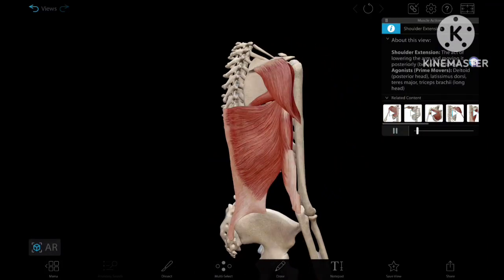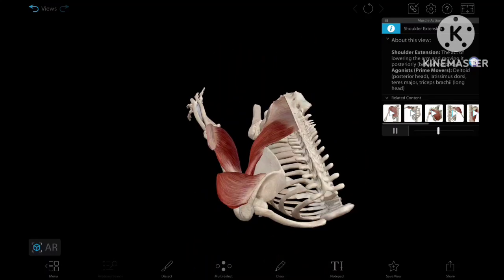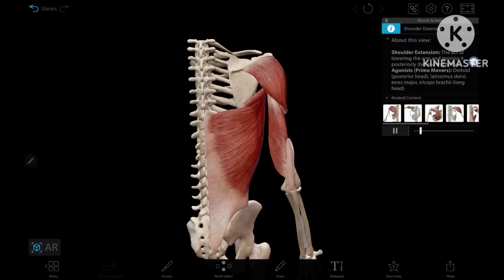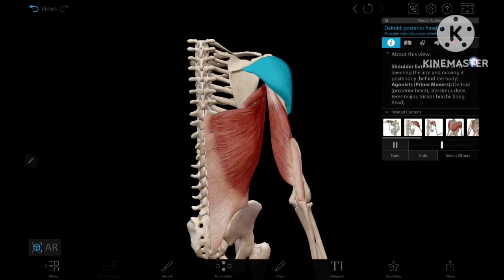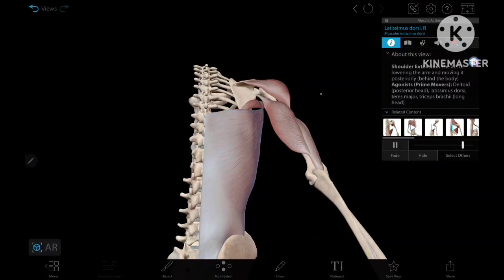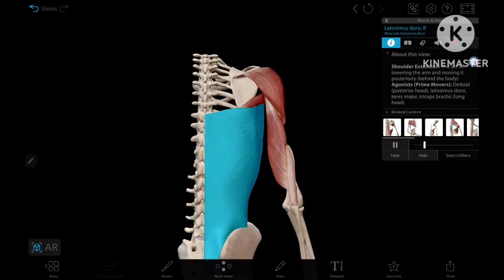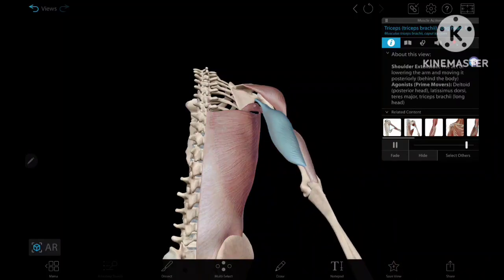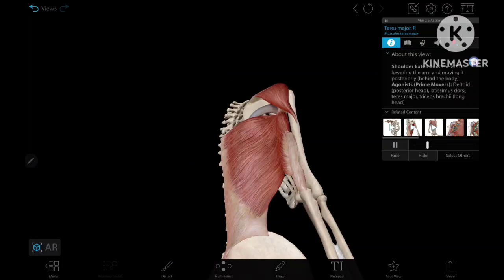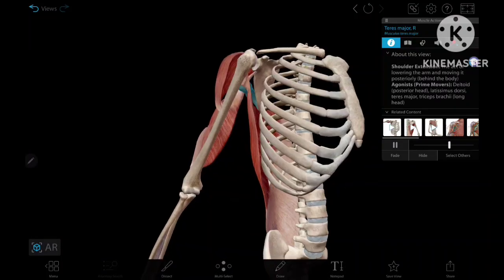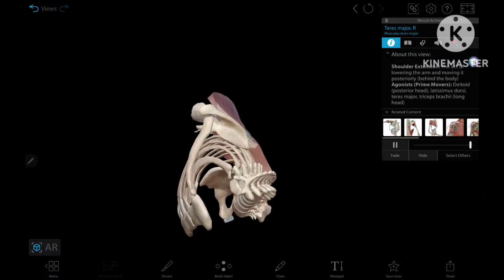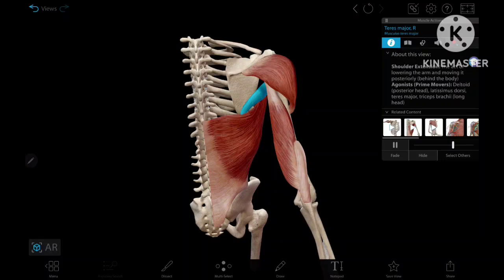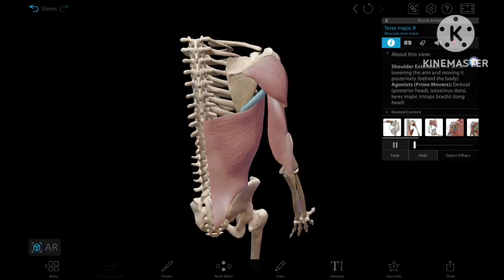This is the flexion, you can see. This is the posterior fiber of the deltoid, and this is the latissimus dorsi. This is the biceps, triceps, and this muscle is teres major. You can also download it from the app in the Play Store or some other website.